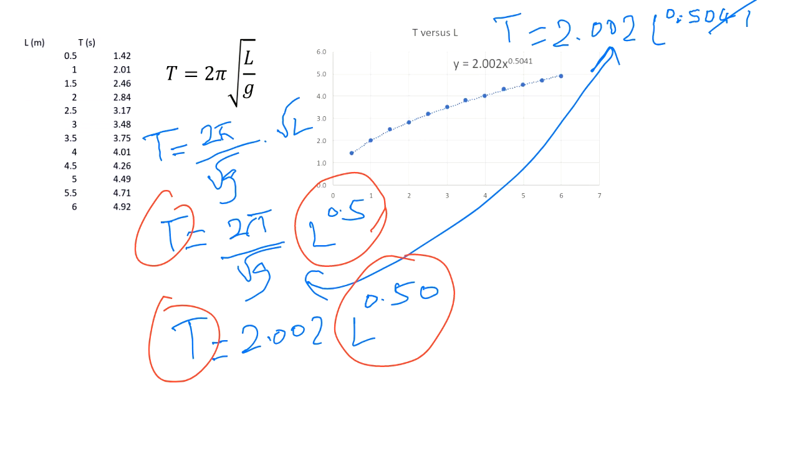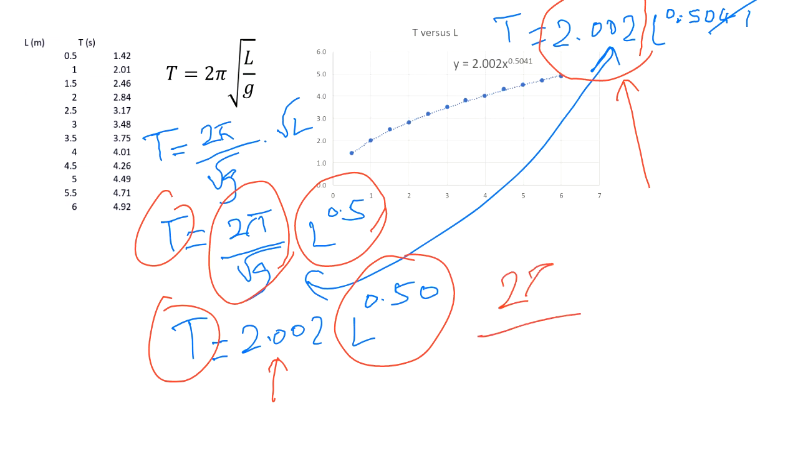By the way, the 2.002 you see here on the fit is known as the coefficient of the power fit. So that is the coefficient of the power fit. If I take that number, which is the same as this one right there, all I have to do is say that 2 pi over root G is equal to the coefficient of the power fit, which is 2.002 in this case. So now you can solve for G here and find out how much G is.